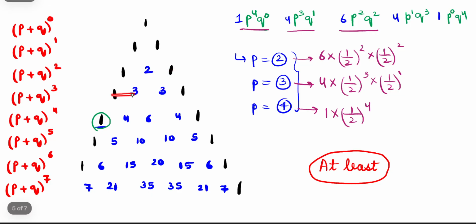Add this right here. Then add this right here. Add this right here. Like this, you have to continue the entire Pascal's triangle, and you can get these values in between also.